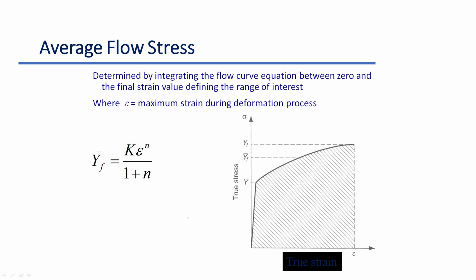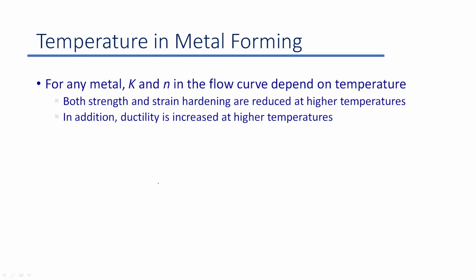This is a very important parameter which can be used for machine learning. As you know, K and n both depend on temperature. Therefore, both strength and strain hardening rates are reduced at high temperatures. I have shown you a table also, you can go back to my lectures on mechanical behavior, and that is why ductility improves at high temperature. So K and n can be directly used instead of other parameters.